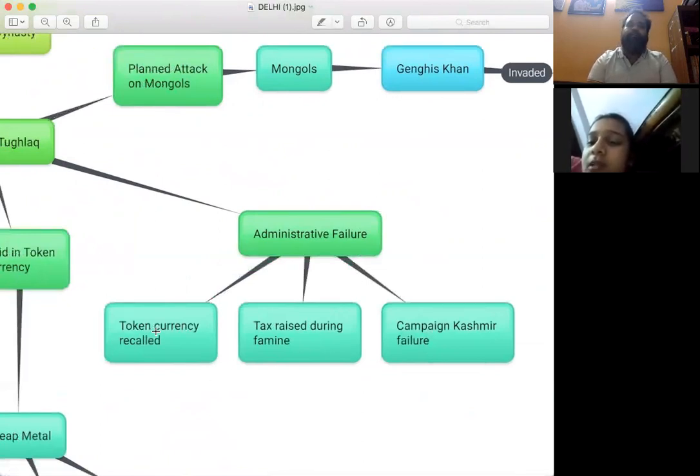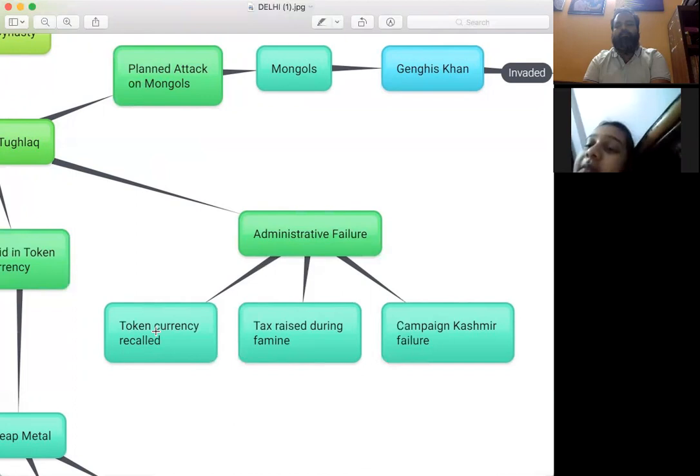What is the meaning of recall? Recalling means it will no more be used, to not do that again. Yes, it's banned and it is not used anymore. That's what it means.